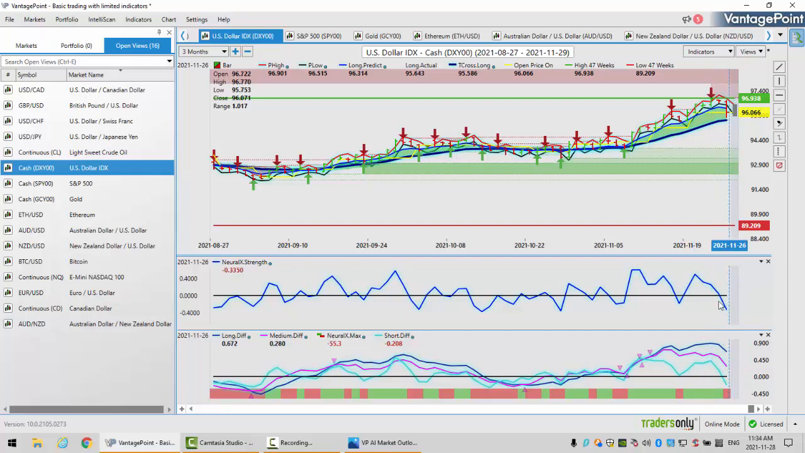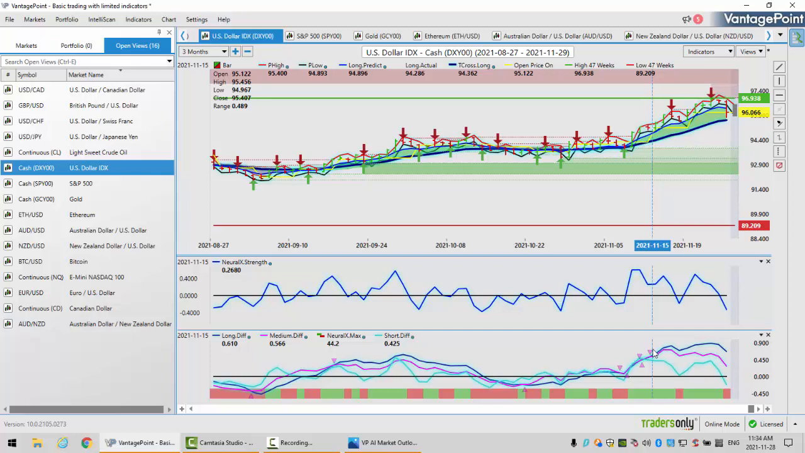Now, the alternate neural index indicator is the neural index strength meter. Now, the strength, it gives us our zero line, but it also gives us a slope. Now, we can see that the slope is changing on the VantagePoint predicted highs and predicted lows, but this actually started in progress on Thursday night. Now we can see that the predicted high range and the predicted low range is starting to point down. The neural index strength meter has crossed the zero line. Our predicted short, medium, and long-term differences are losing upward momentum.